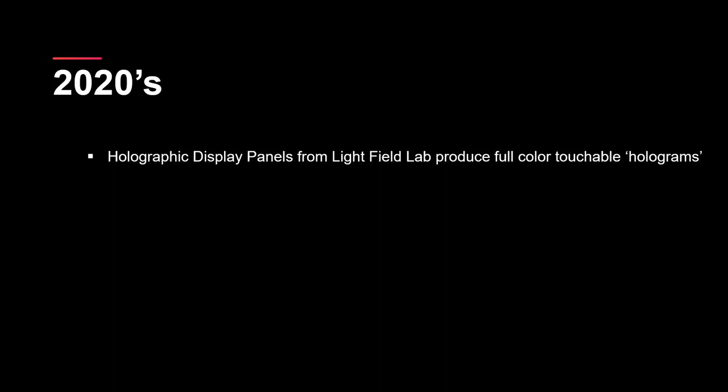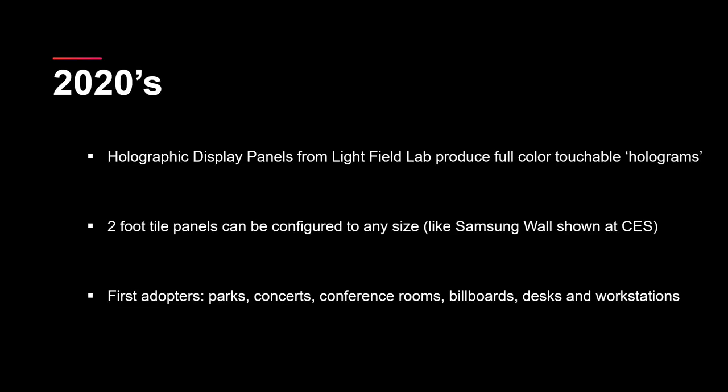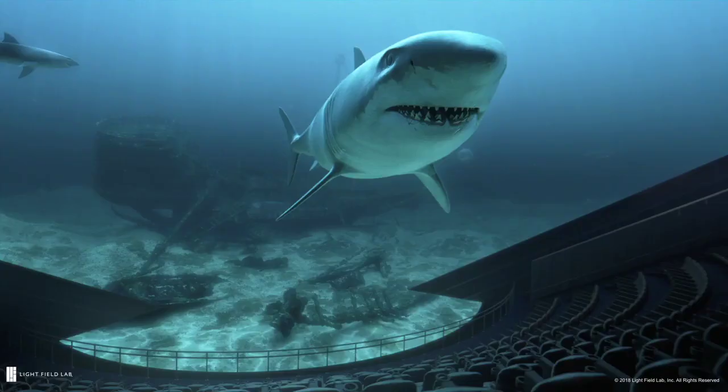You can look at these panels and you're seeing essentially a white light hologram and emissive hologram. They're going to be constructed in these 2-foot by 2-foot segments. So like the Samsung video wall that you might see at CES, you can make any surface size you want. You just have to connect more of these together. So you pay essentially by the square foot. And the first adopters are really going to be theme parks, things like concerts and so forth.